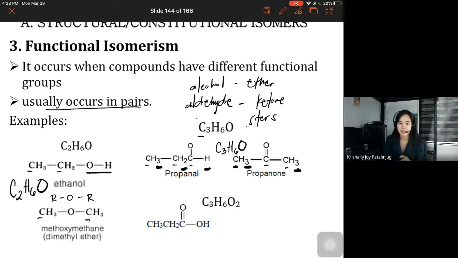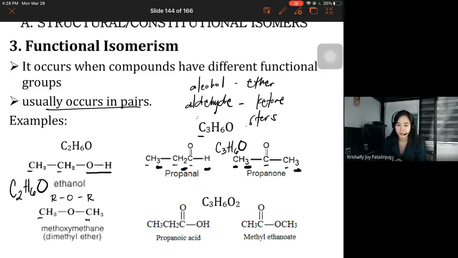Okay, then C3H6O2, you could obtain here carboxylic acid, then the other one is an ester. Okay, so diba ito yung carboxylic part. This is the ester portion. Then try to compare the number of carbon, hydrogen, and oxygen, parehas sila. Different lang yung structure. So isomers sila, particularly functional isomers. So yan yung tandaan nyo about functional isomerism. They usually occur in pairs. Alcohol, ether, aldehyde, ketone, carboxylic acid, esters.